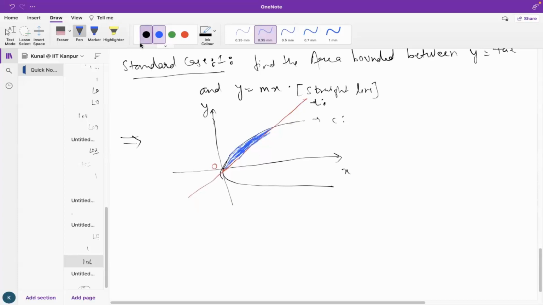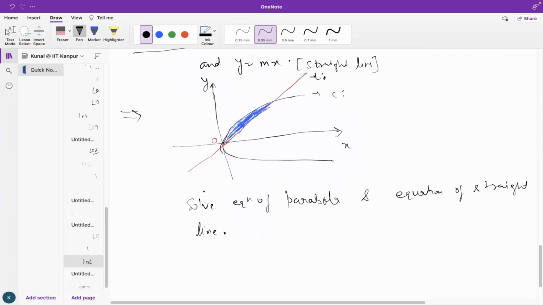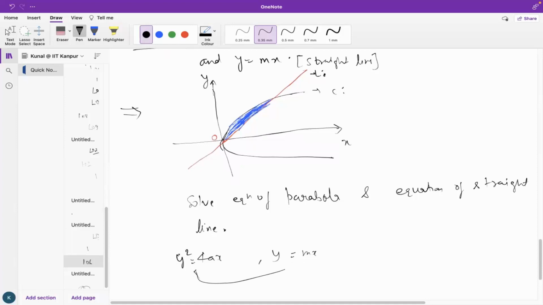Now actually we have to find the intersecting point to insert the limit in it. Okay, so let me try to solve the equation of parabola and equation of straight line. So when we solve that, what we will get? Let me try to show you. It's something like y square equal to 4ax, and our line is y is equal to mx. So try to substitute here the value of y.